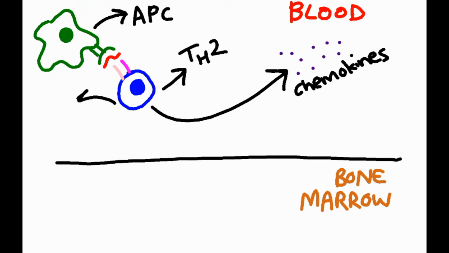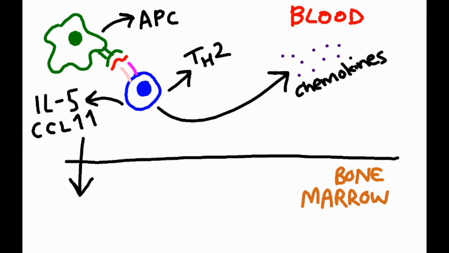In addition to these chemokines being released, some leukotrienes will also be produced. One of particular significance is IL-5. IL-5 will enter the bone marrow, stimulating production of eosinophils.